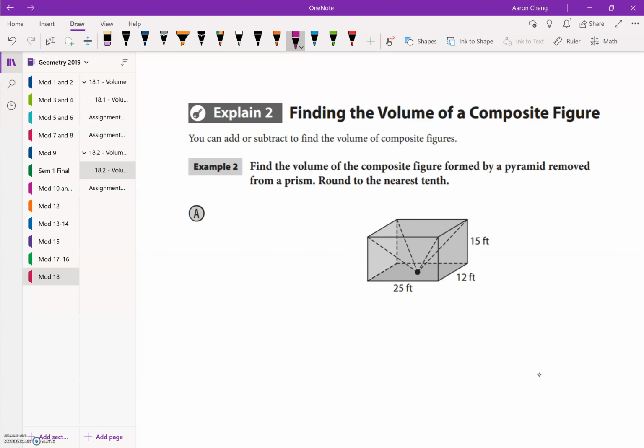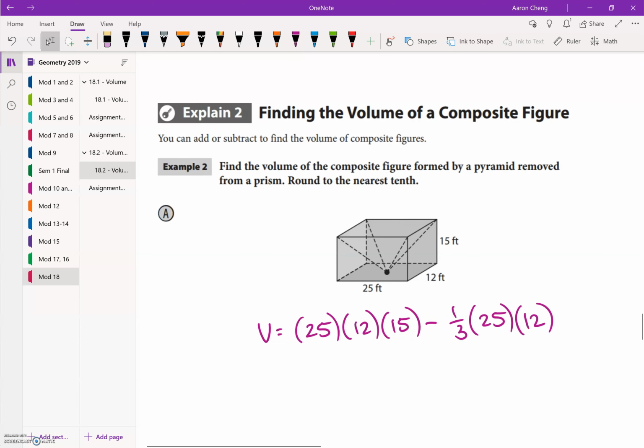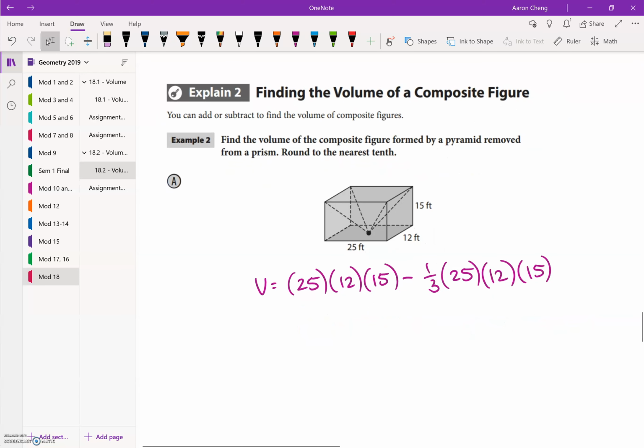So I could say the volume is going to be a cube, which is 25 times 12 times 15. And then we could subtract 1/3 of 25 times 12 times 15, because that's going to be the volume of our pyramid. But notice that these numbers are the same, which means that if I take a whole of something and take away 1/3 of something, I'll be left with 2/3 of that something.